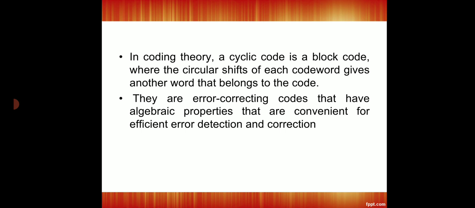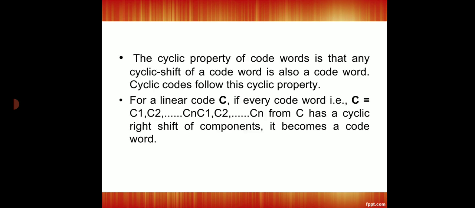So they are error correcting codes, and they also have algebraic properties for efficient error detection as well as correction. The main thing is that this cyclic code is known to be a subclass of the linear block codes, where the cyclic shift in the bits of a code word results in another code word. It can be easily implemented in various applications, and it is widely used in satellite communication, as the information sent digitally is encoded and decoded using cyclic coding.